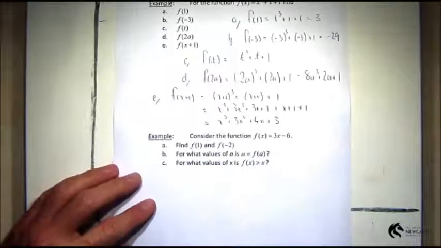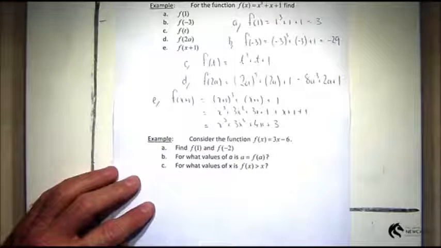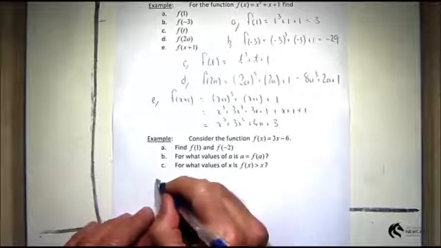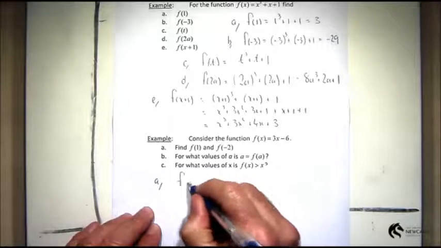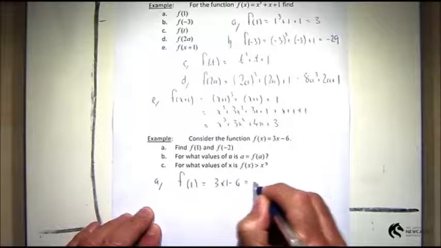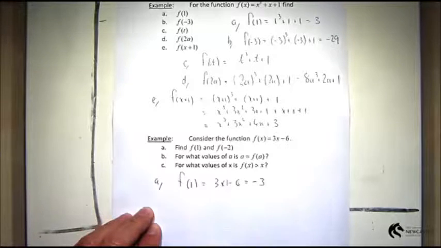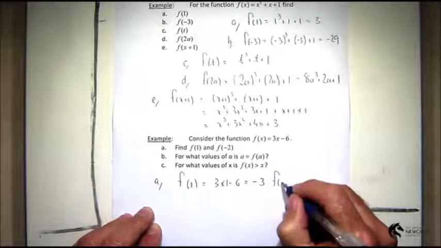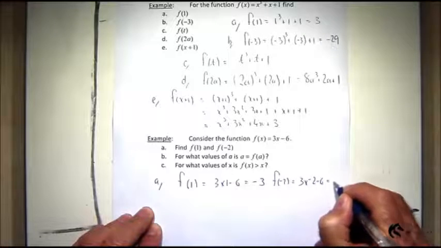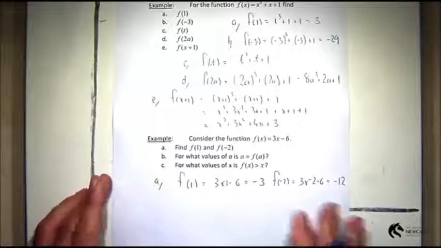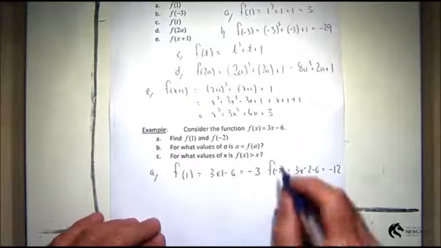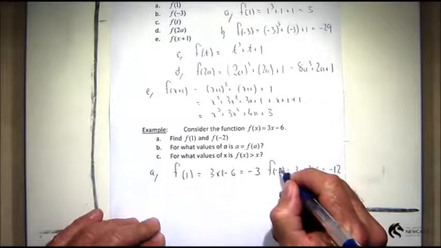Another example, if f(x) is 3x minus 6, what's f(1) and f(-2)? That one we can do. f(1) is 3 times 1 minus 6, so I get minus 3. f(-2) is 3 times minus 2 minus 6, so I get minus 12. That I think we can do.